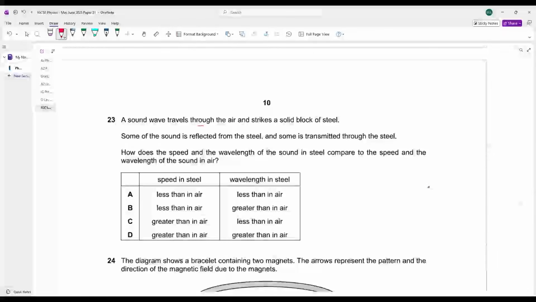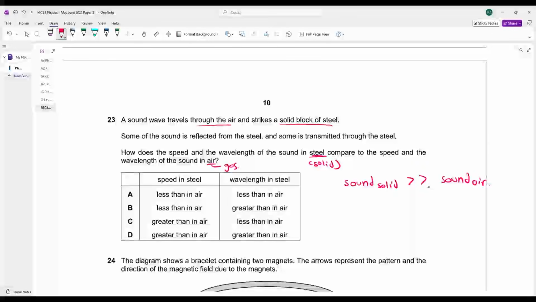A sound wave travels through the air and strikes a solid block of steel. Okay. Say some of the sound is reflected from the steel and some of the sound is transmitted through the steel. Okay. How does the speed and wavelength of the sound in steel, which is a solid, compare to the speed and wavelength of sound in air, which is a gas? हमेशा हमेशा याद रखो, speed of sound in solid is much greater compared to the speed of sound in air, that is a gas.